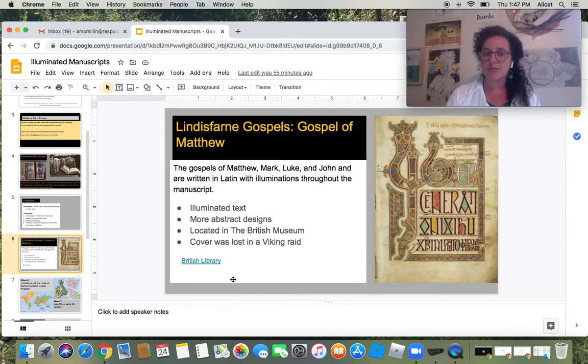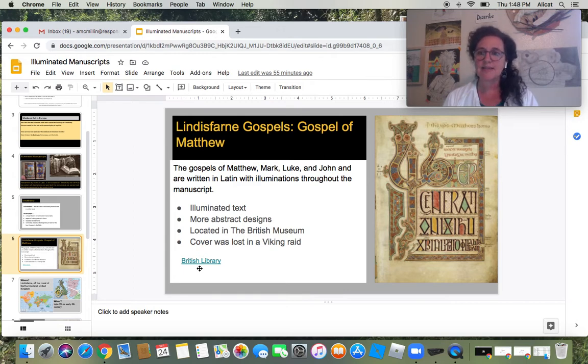This is now located in the British Library, and in the notes, you'll be able to access this link down here, which will take you to the British Library if you want to learn more about the Lindisfarne Gospels. The cover was thought to be very ornate, decorated with metal, silver, gold buckles and jewels, out of leather, and that was lost in a Viking raid. I guess it was taken.